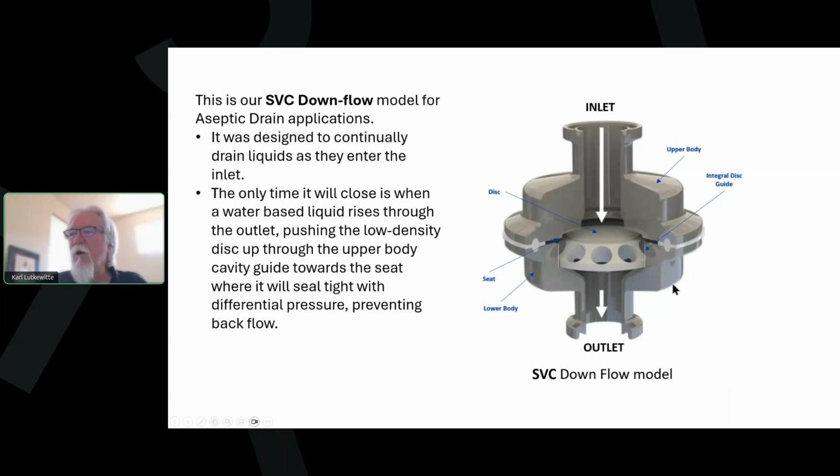So we went back to engineering, and after a month or so came up with an idea, and that is we'll basically take the SVC design, the check valve, turn it upside down, which basically is what you're looking at here on screen. The disc will fall into the guide, the outlet body. It'll slide down and just rest at the top of the guide, but it'll always be open and draining. So in a drain line, this check valve is always going to be draining.